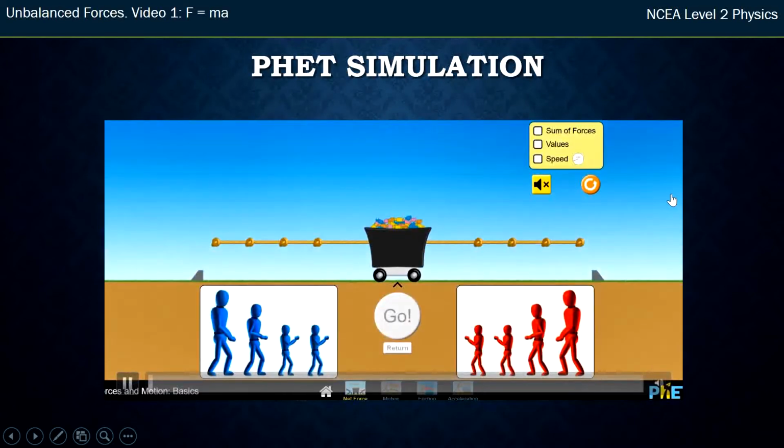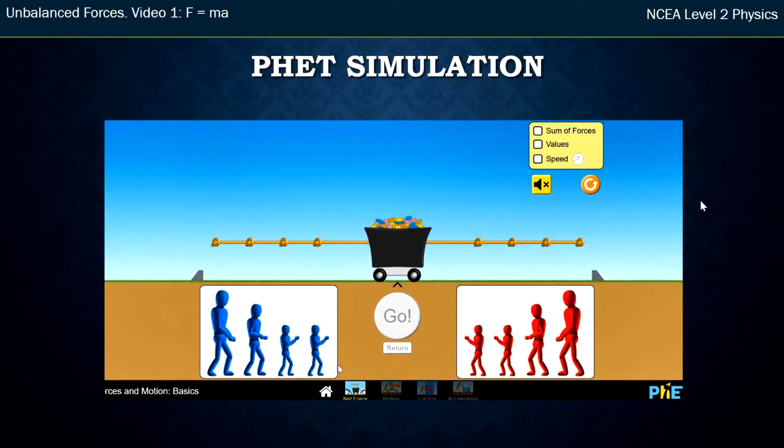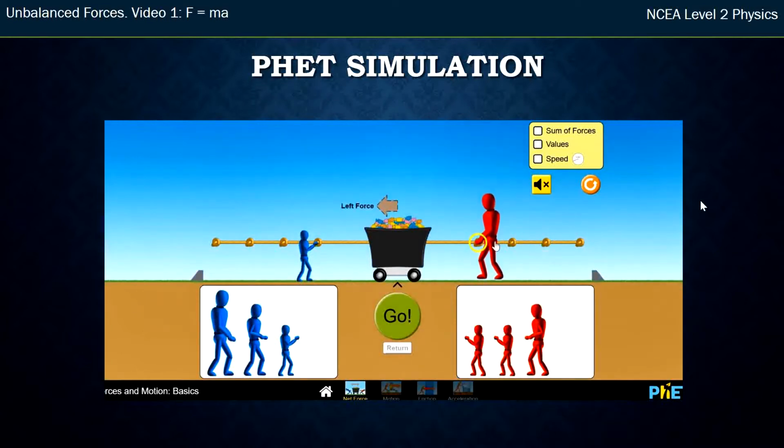So here I've got a simulation on the PhET program. You can go and check it out if you want. There's a cart in the middle, and I can add a small person to the left side, applying a force, and a large person to the right side, applying a larger force. So you can see that with these two forces, the total force is going to be to the right side. So you expect the cart to move to the right side as well.